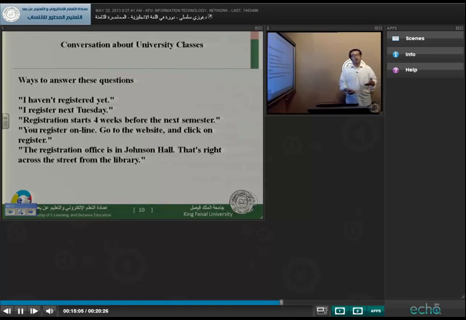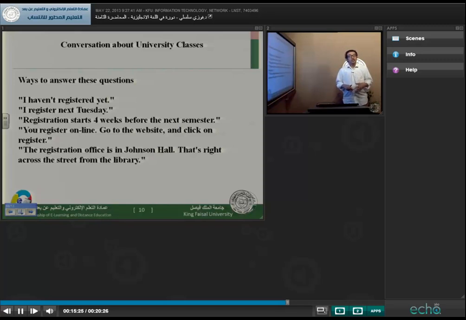To the question, where do I register? Someone would probably tell you, you register online. Go to the website and click on register.